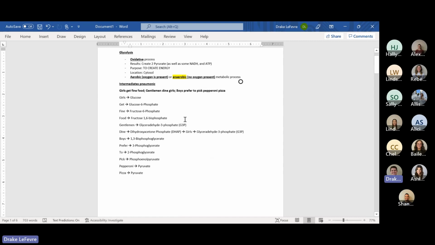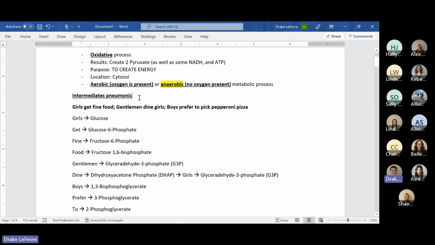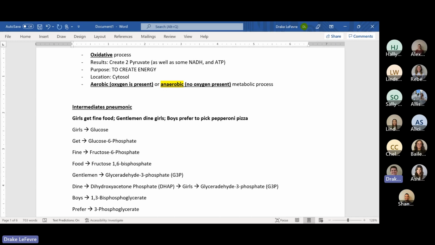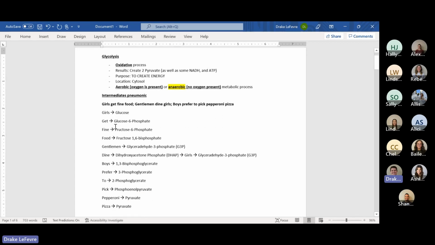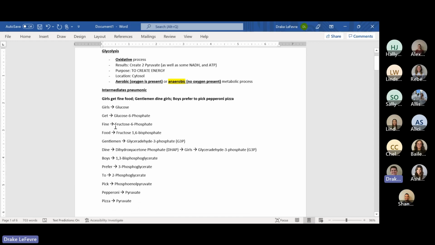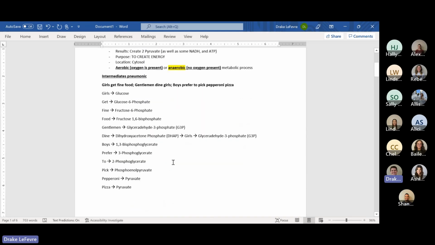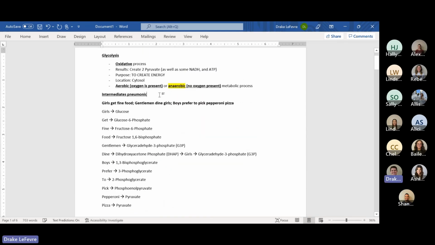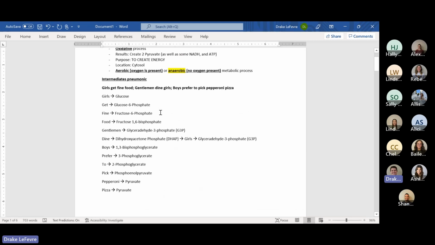We're going to start off by running over these really quick with you guys. These are a couple of mnemonics that I either found or put together, hopefully to help you remember this. At the end, I will save this document and upload it into the Teams page, so that you guys can have access to it and pull it up and go through it yourselves, okay? So for the intermediates of glycolysis, there are technically 10 steps.